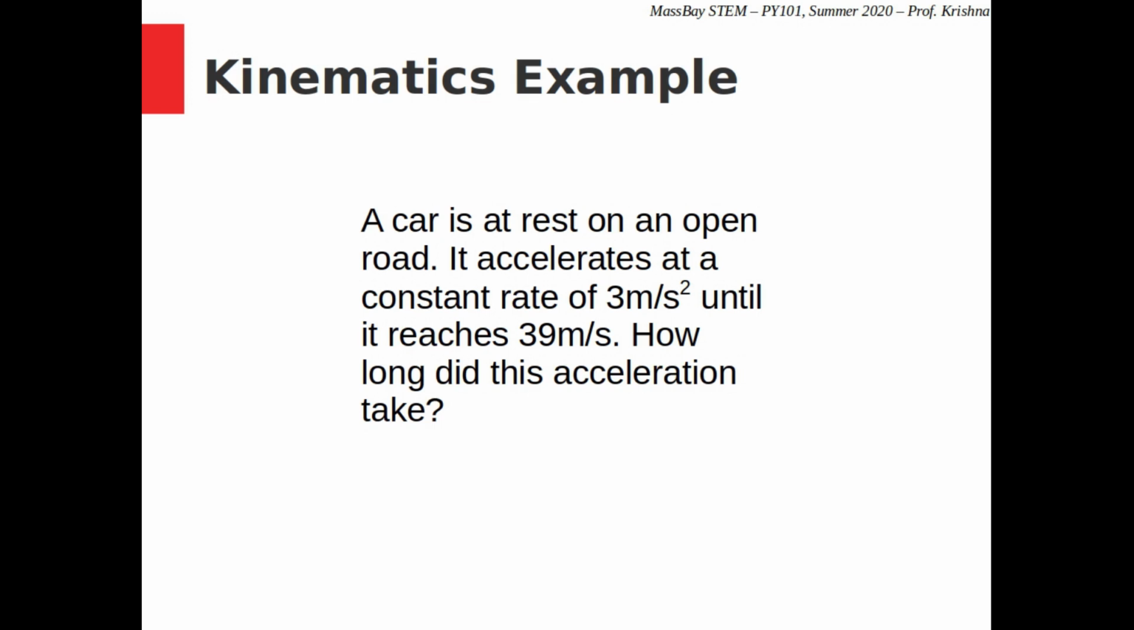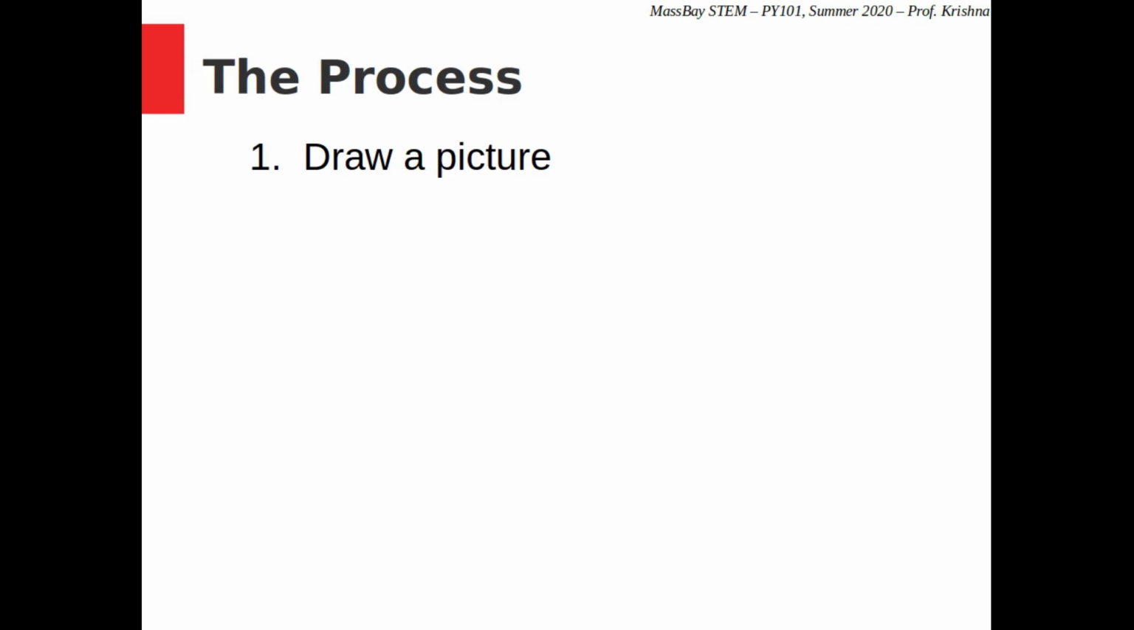A car is at rest on an open road. It accelerates at a constant rate of 3 meters per second squared until it reaches 39 meters per second. How long did the acceleration take? The first step in solving any physics puzzle is to draw a picture.